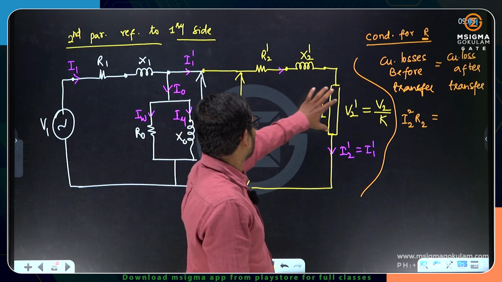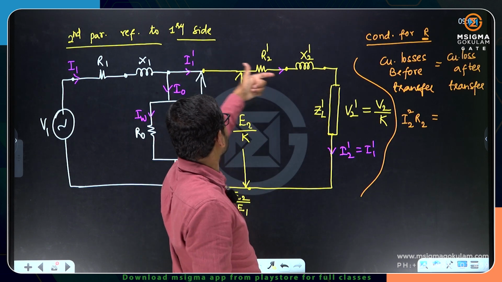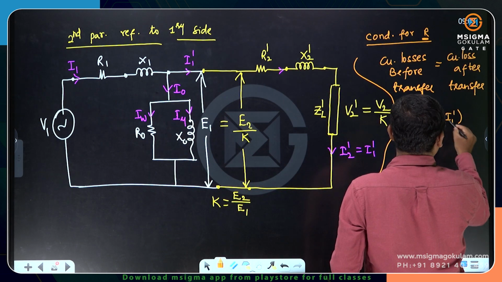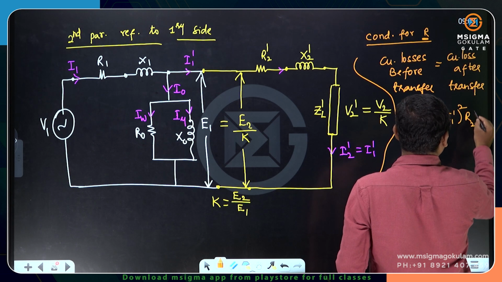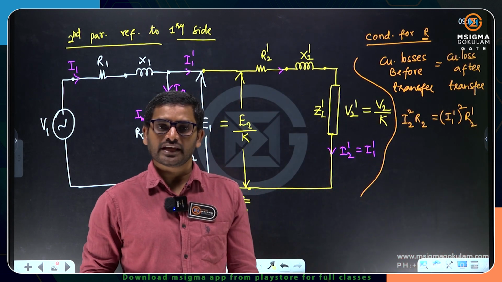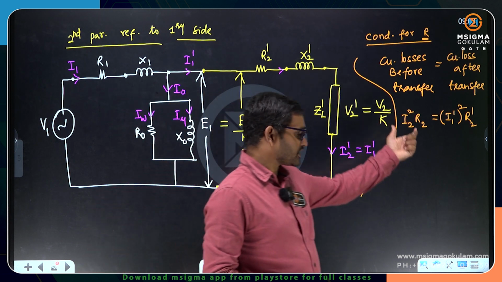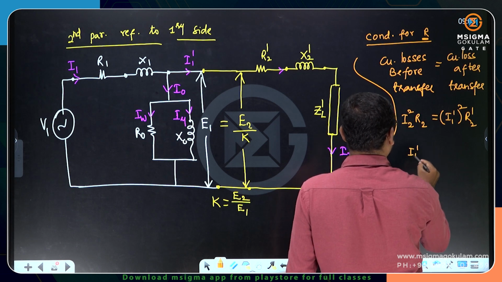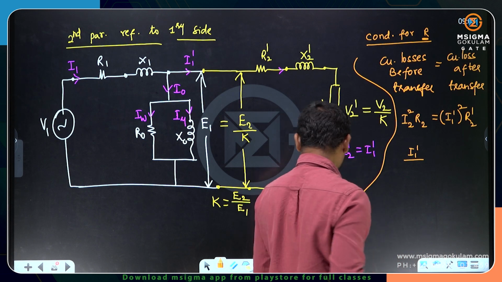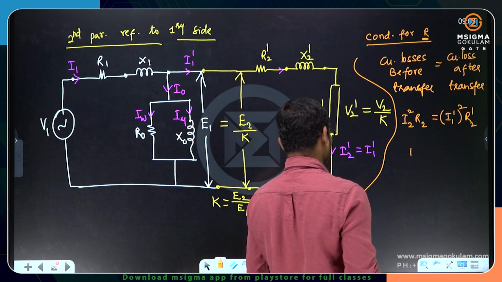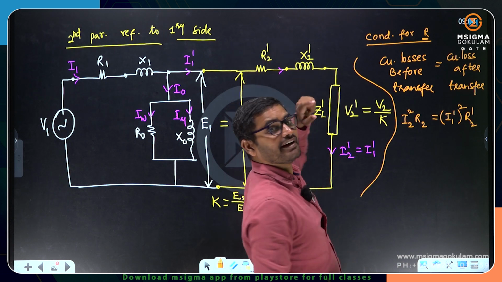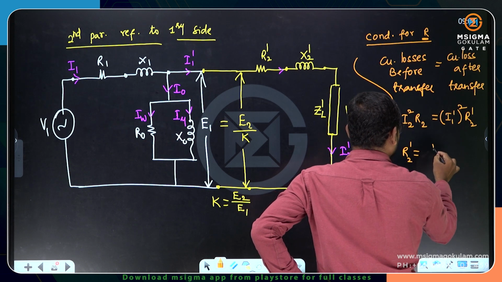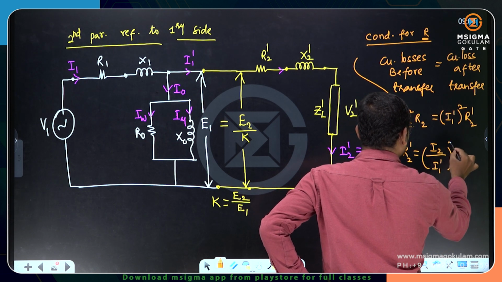Now after transferring onto the primary side, what is the current circulation? The current circulation is I1 dash. So I1 dash whole square into R2 dash. Now you please try to solve this one. Because I want to know what is the value of R2 dash, let me take up R2 dash. R2 dash is equals to I2 by I1 dash whole square into R2.